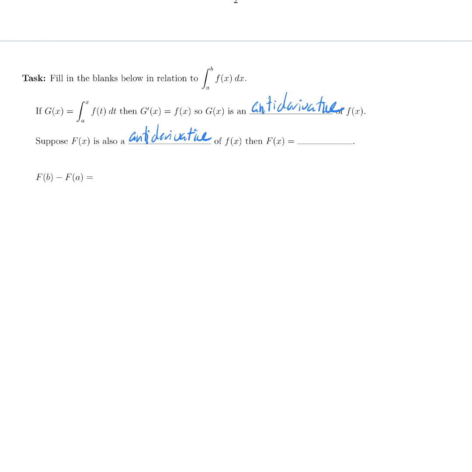Well, two antiderivatives, we saw, I think when we were investigating the mean value theorem, must differ by a constant and only a constant. That means that capital F of x must be g of x plus some constant. Okay, well then we can get information about F of b minus F of a. F of b would be g of b plus that constant, and F of a would be g of a plus that constant.